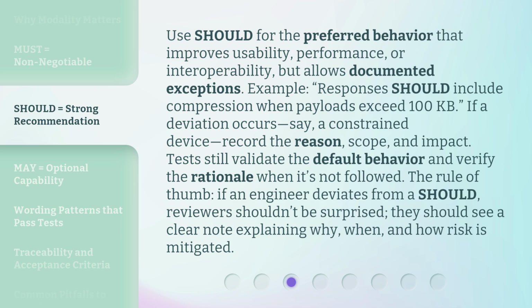The rule of thumb: if an engineer deviates from a should, reviewers shouldn't be surprised. They should see a clear note explaining why, when, and how risk is mitigated.